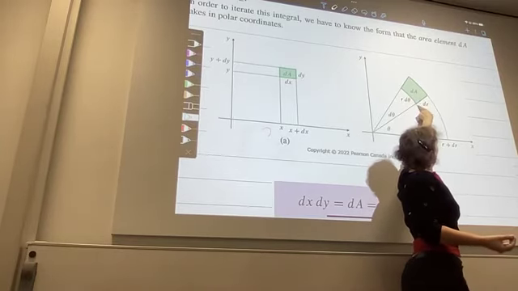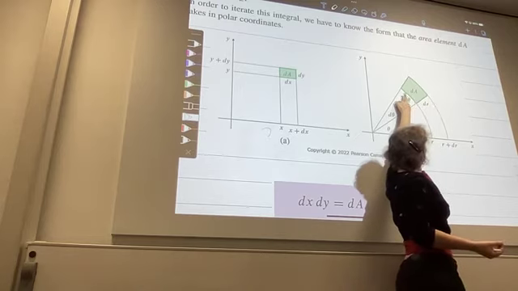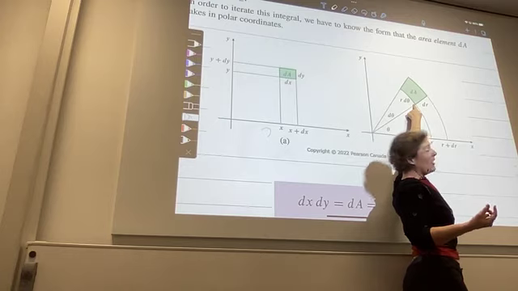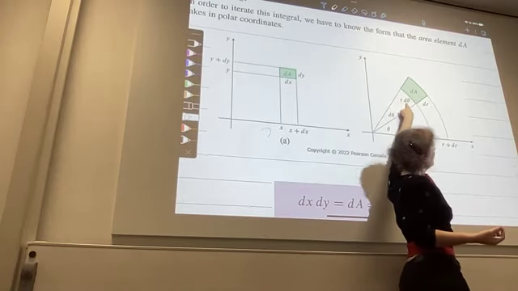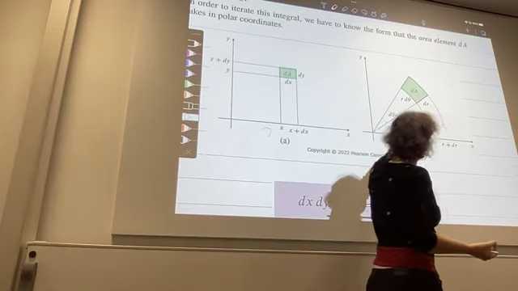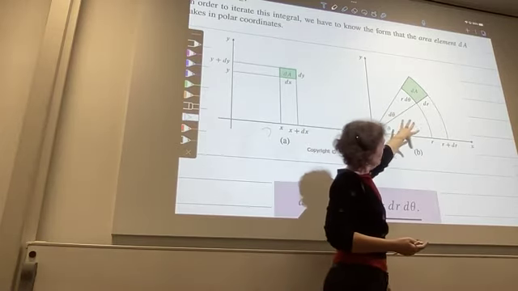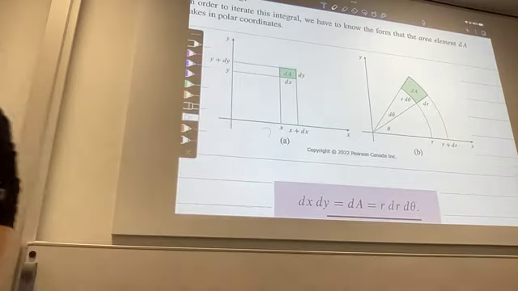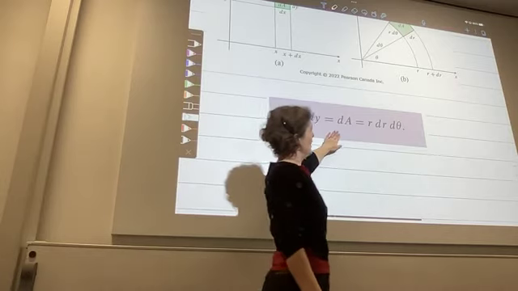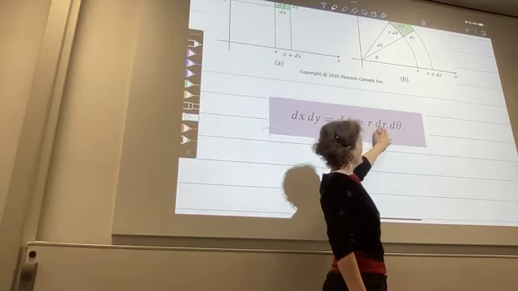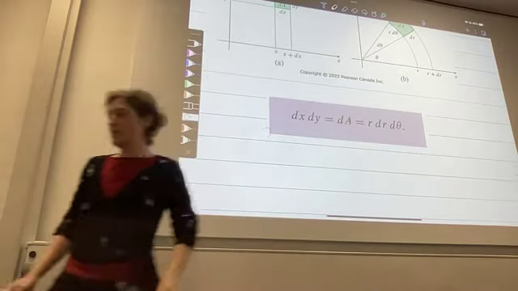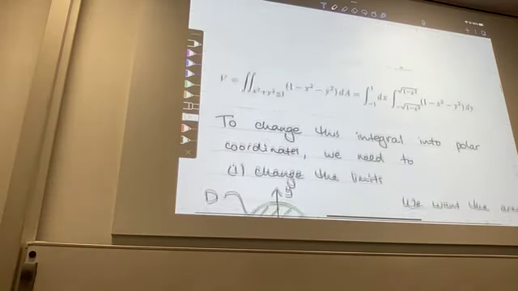Well, the tiny change in r is straightforward. For the d theta, if you want this length over here, because we'll be working in radians, the length of that there is just whatever my radius is times the little change in angle. So out of this, we get that my dA, if I'm working in polar, changing from dx dy, is going to be r times dr times d theta. So we're almost ready, I think.